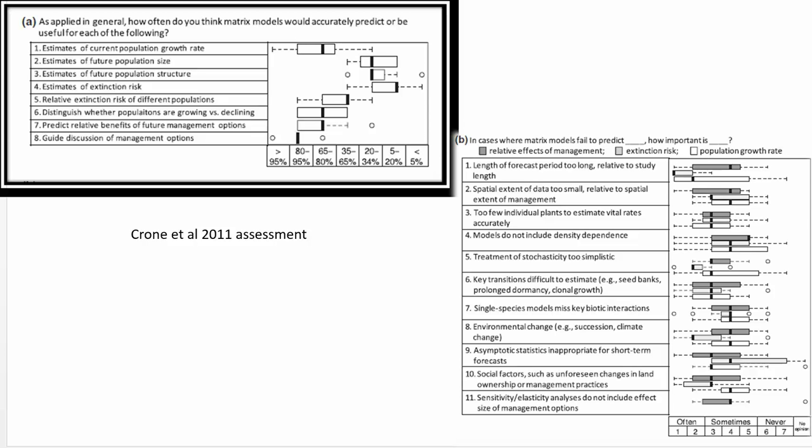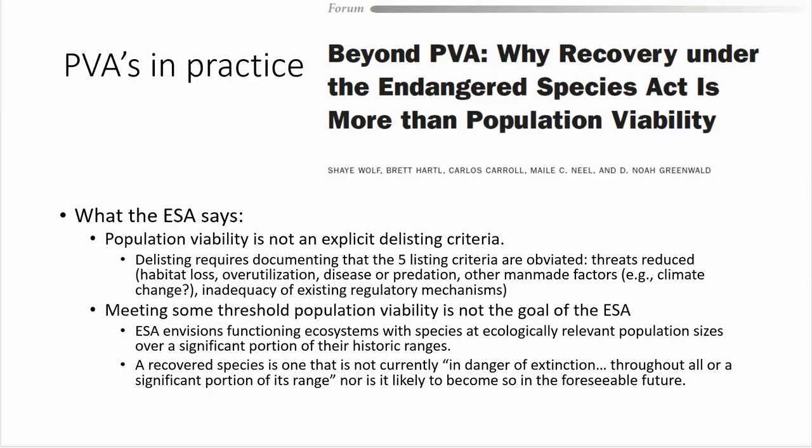And the question is, in cases where matrix models fail to predict something, the relative effects of management, for example, how important is it? And again: often, sometimes, never, so more important to the left, less important to the right. A lot of things fall right down the middle, so it's a little bit less clear there. But I think the normative answer is sometimes in all of these things. But they're interesting questions to look at, so I encourage you to stop and read them.